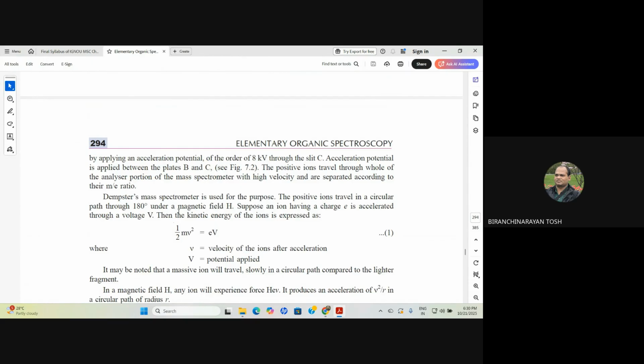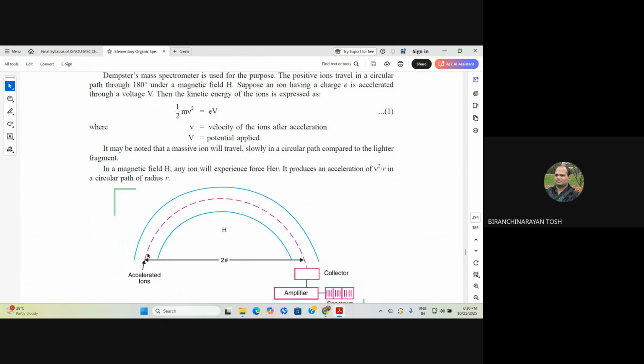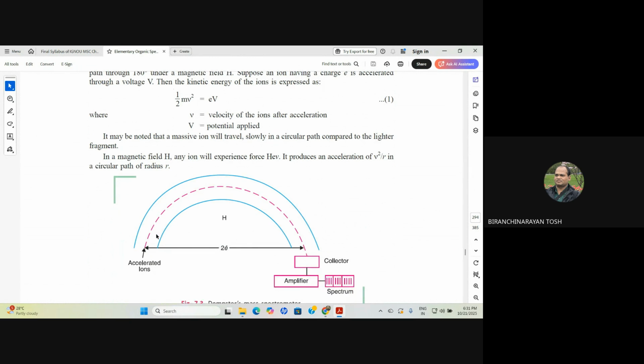So now the theory. If you see, we know if we are having a magnetic field of H, here the figure is there. You have the magnetic field with a circular path where the ion will travel. Accelerated ions, with the semicircular field, will be accelerated, then they will be separated.